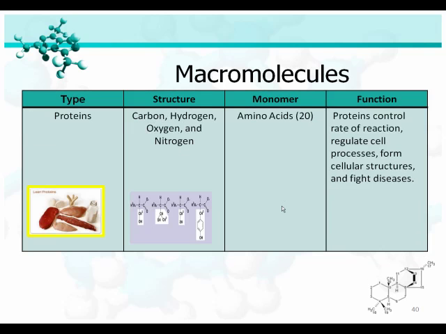Proteins are the third type of macromolecules. Its structure includes carbon, hydrogen, oxygen, and nitrogen. The monomer for a protein is an amino acid. There are 20 amino acids. Different combinations of the amino acids, like the letters of the alphabet, will form the different types of protein. Proteins control rate of reaction, regulate cell processes, form cellular structures, and fight diseases.